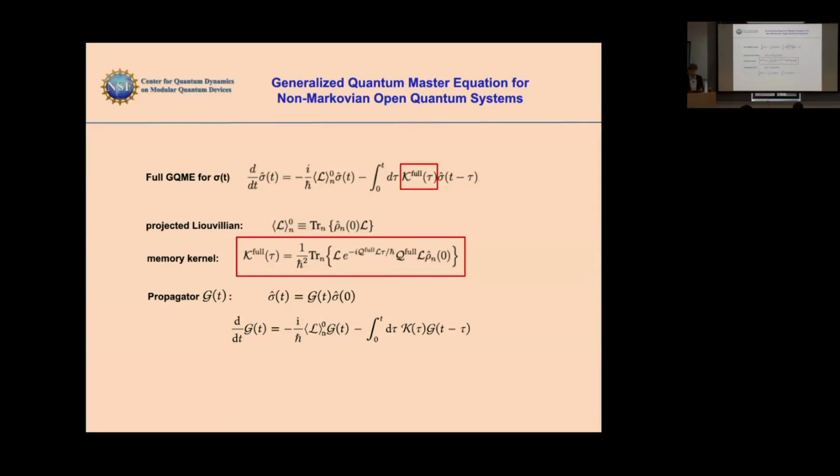Okay, so now the question is, how do we obtain this, well, first of all, where this equation comes from. Many of you already know that, but what we do is simply start from the Liouville equation.